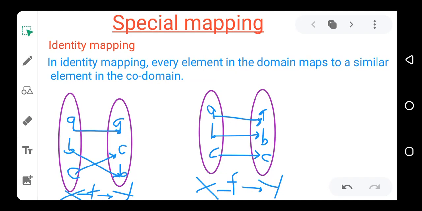For instance, this one we have here. Here, A maps to A, B maps to B. The arrangement does not matter. Whether the A is up here or down here, it doesn't matter. The only thing that matters is that the image of A in the codomain must be A, and the image of B in the codomain must be B. So that is how we know identity mapping. The arrangement of the elements on both sides does not matter.